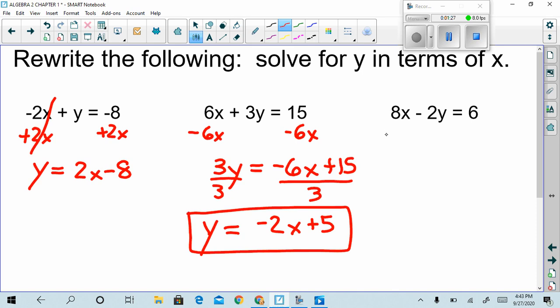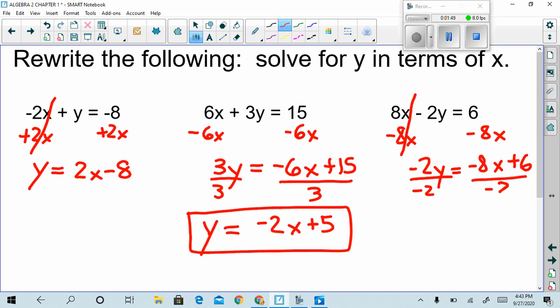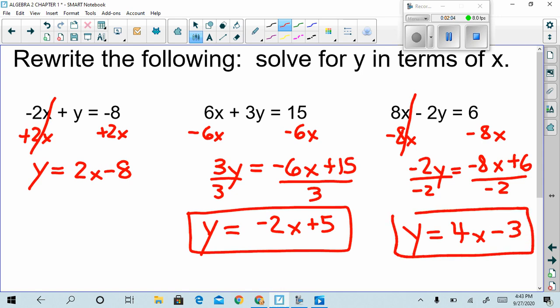One last one, we'll subtract 8x on both sides. Remember, I can't do anything with the 8x and the 6 because they're not like terms. When they cancel on the left, I am left with negative 2y is equal to negative 6x plus 6. This time I have to divide by a negative. Remember that when you divide by a negative, it changes your sign. So divide by negative 2, I'll get 4x. Divide by negative 2, I'll get minus 3. So that's just a little bit of extra practice on rewriting equations in two variables.